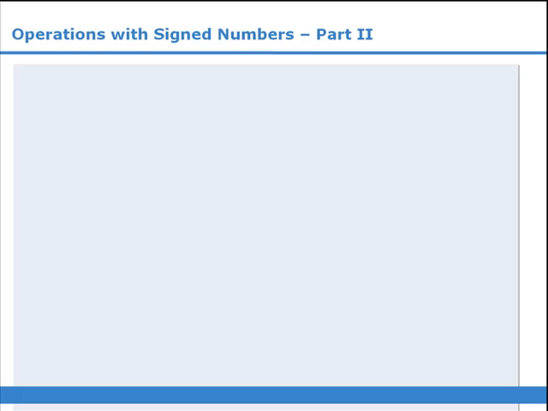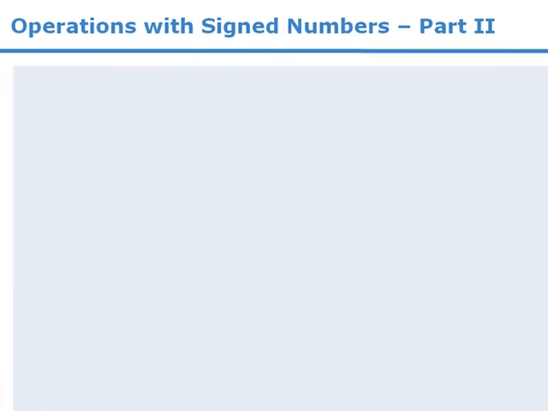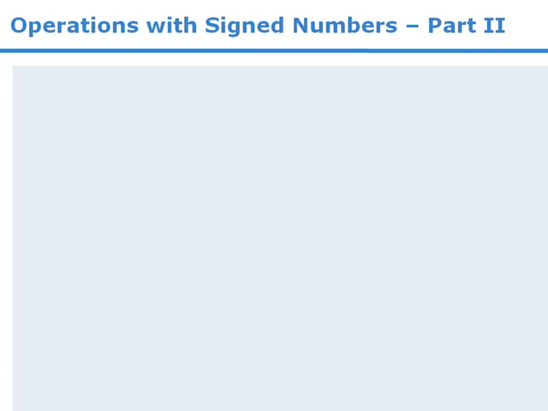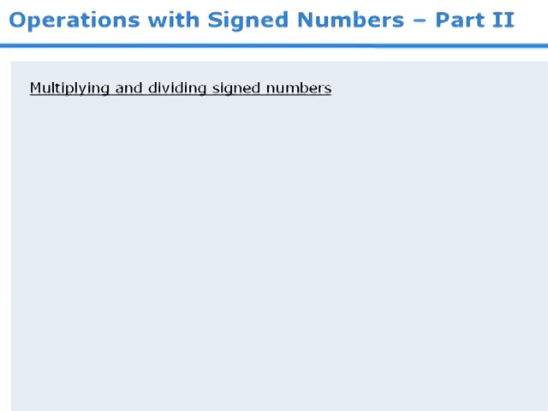This lesson is a continuation from the last lesson where we learned how to add and subtract signed numbers. In this lesson, we will learn how to multiply and divide signed numbers, and we will examine the topics of order of operation and absolute value. Let's begin with multiplying and dividing signed numbers.